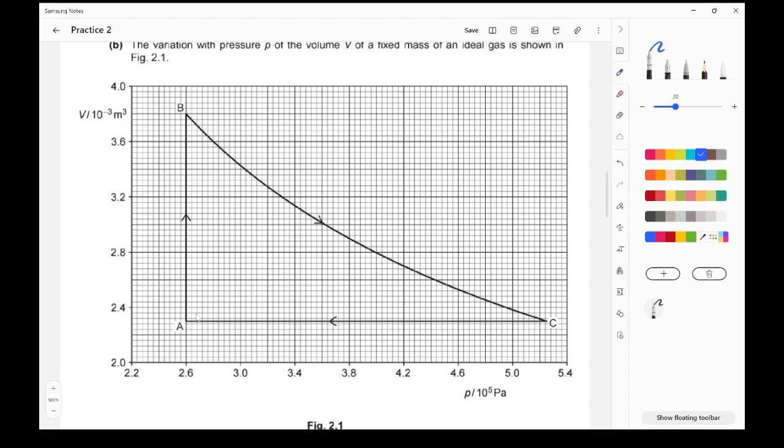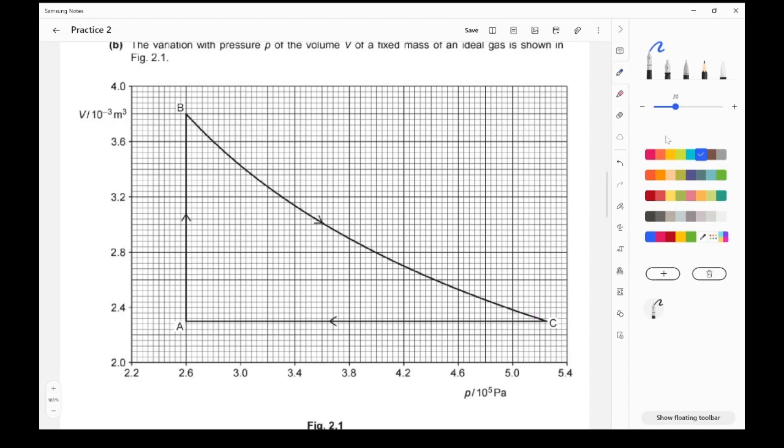So we start off from A. We go all the way to B and then we go to C and then we come back. Therefore, there is no change in internal energy. That is a fact. We need to just verify everything.